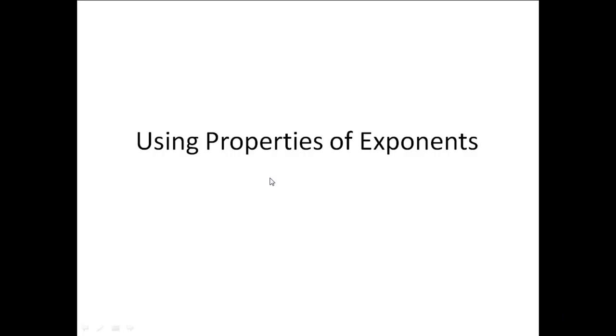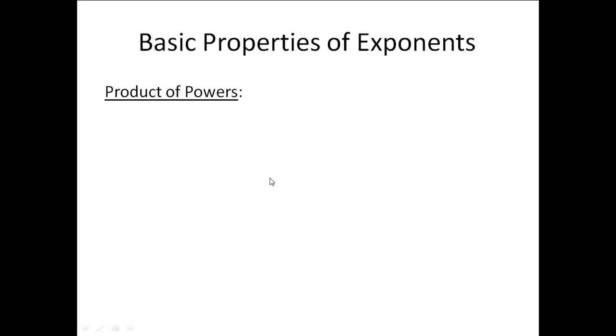Okay, we're going to start looking at our properties of exponents. Our first property that we're going to look at is called product of powers. Now, product indicates that we have a multiplication problem, and powers indicates that we will have some exponents involved. This is what our product of powers is going to look like.